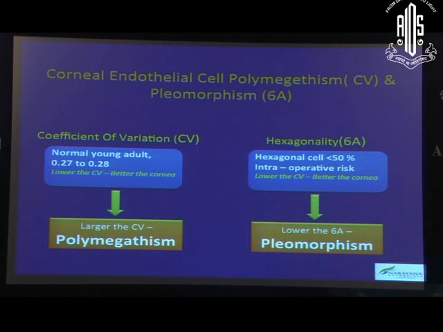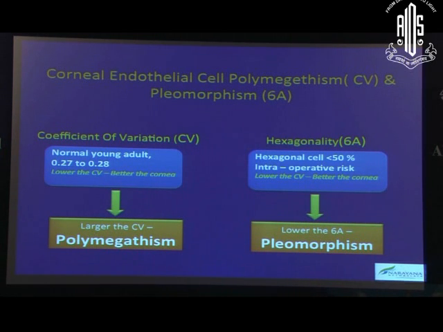So CV normally, or coefficient of variation, is less than 0.3, or 0.27 to 0.28. In case it's larger, that means there is a lot of irregularity in the size of the cells. When the size is involved, we call it polymegathism. Mega is large. Polymegathism. Now, the cells, as we said, the ideal cells should be hexagonal.